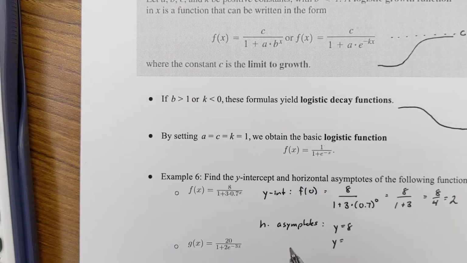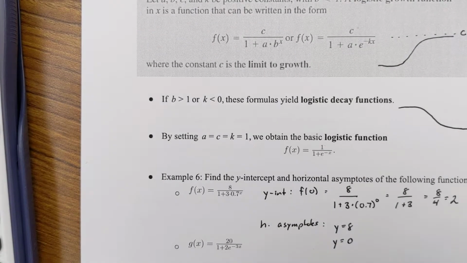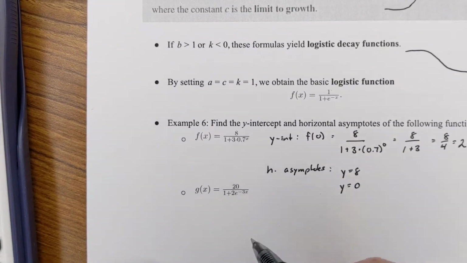Too many parentheses? Probably too many parentheses. Let's delete that one. Yeah, there we go. Yep, the other one's y equals 0. Similar thing's probably going to happen down here.